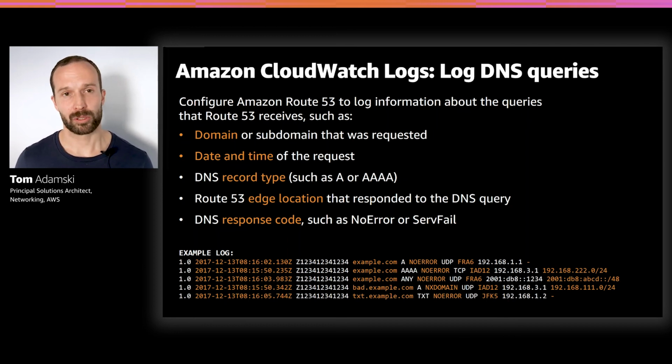What protocol was used? UDP, TCP. And then finally, you can see the little FRA6, IAD12. These are airport codes representing the Route 53 locations that were responding to your queries. And finally, in white, you see the IP address of the resolver. So this is what we would make the routing decision on if we're doing geo-routing, latency-based routing.